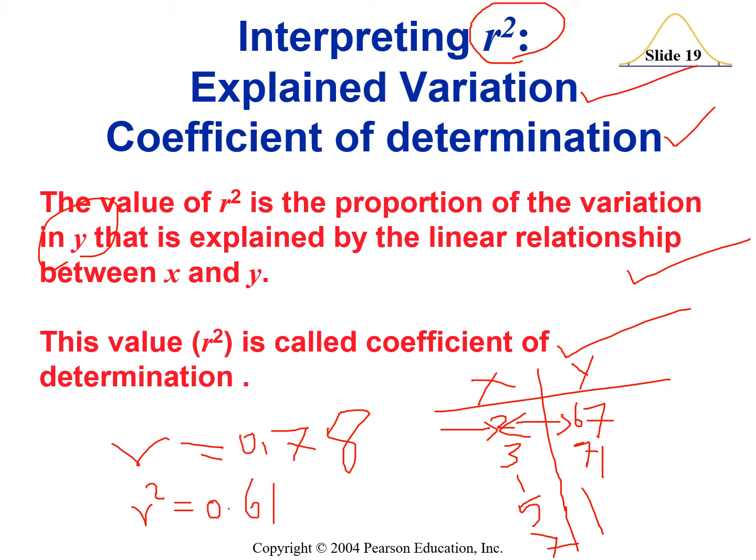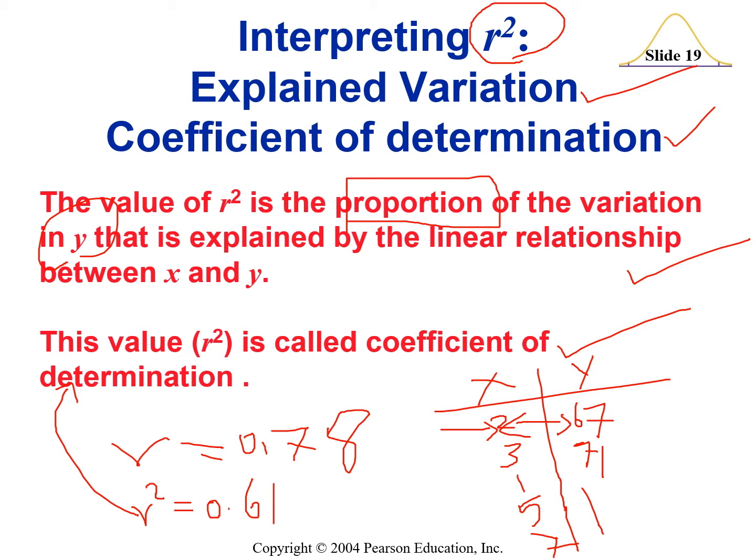So 0.61 is the square of 0.78. What is 0.61? It is the coefficient of determination. And what is the coefficient of determination? It is the proportion of variation in y that is explained by the linear correlation between x and y, or explained by x in general.